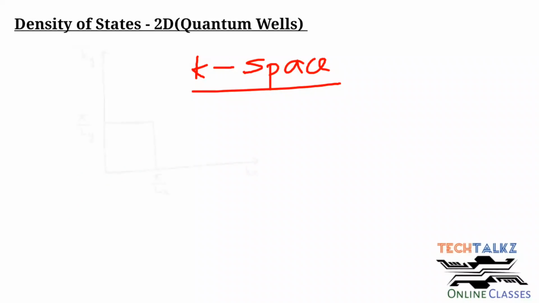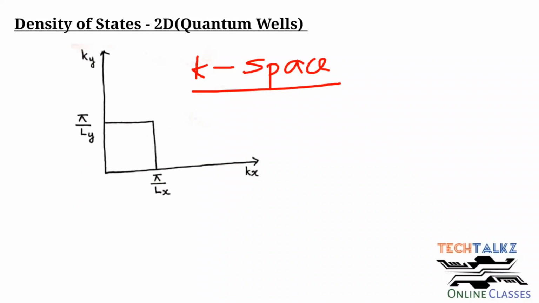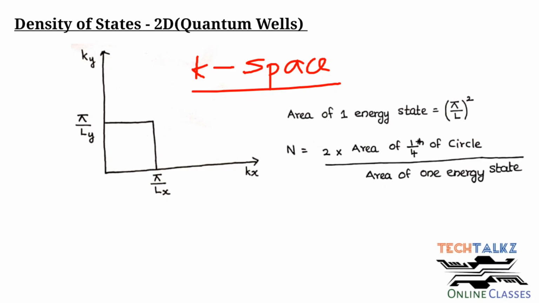So the k space, that is, the vector distance, is n pi over L. If n is equal to 1, across the X axis it is pi over Lx, and across the Y axis it is pi over Ly. In general, we can take pi over Lx equal to pi over Ly, equal to pi over L. Since it is 2D, we can calculate the area of one energy state, that is, pi over L the whole squared. Now we can calculate the number of energy states in a predefined area.